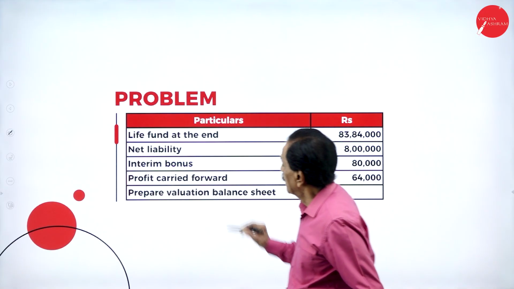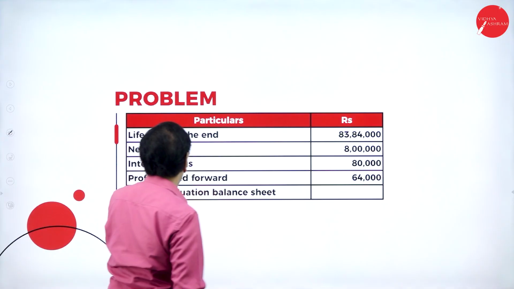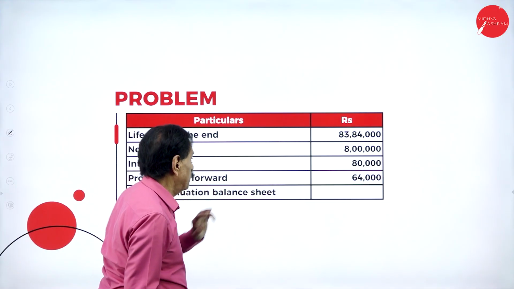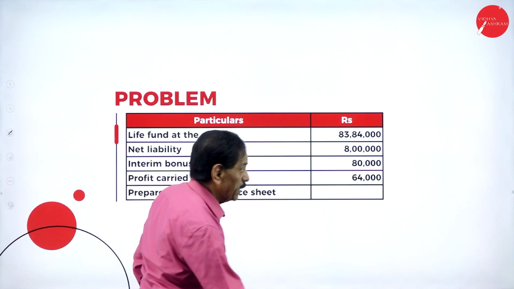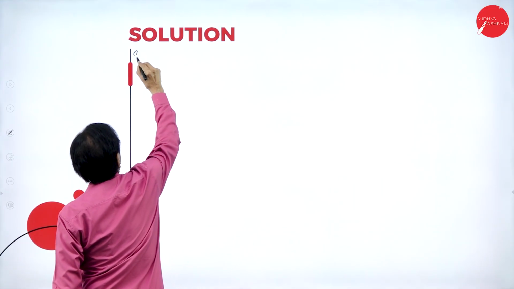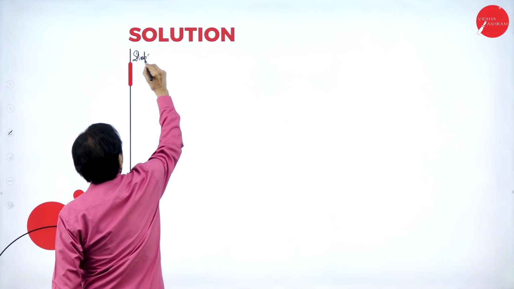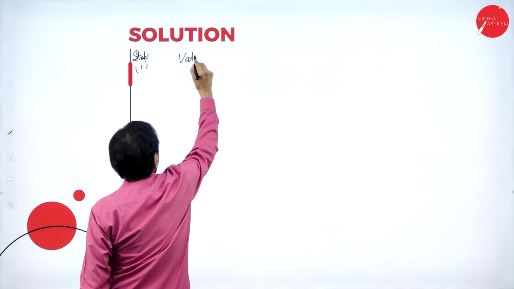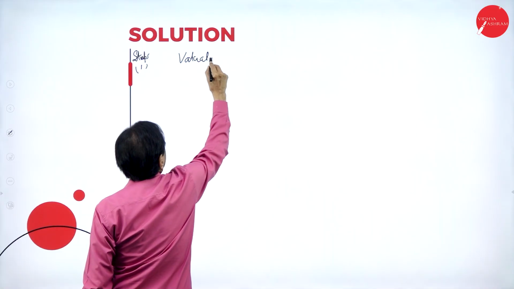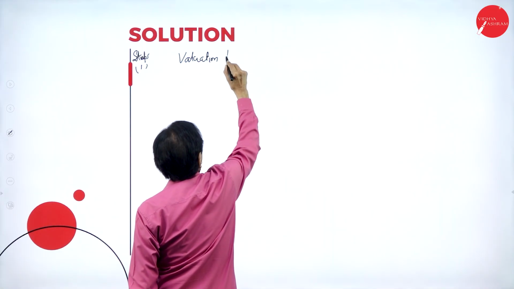Second problem: life fund at the end, net liability, interim bonus, profit carried forward. Prepare the valuation balance sheet. Step 1, valuation balance sheet.